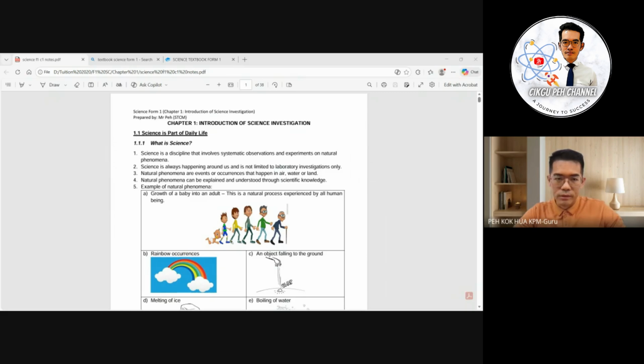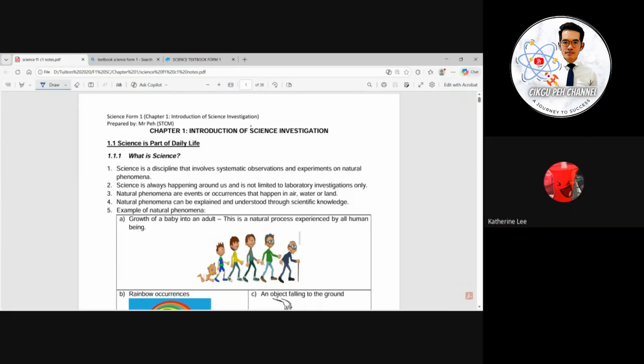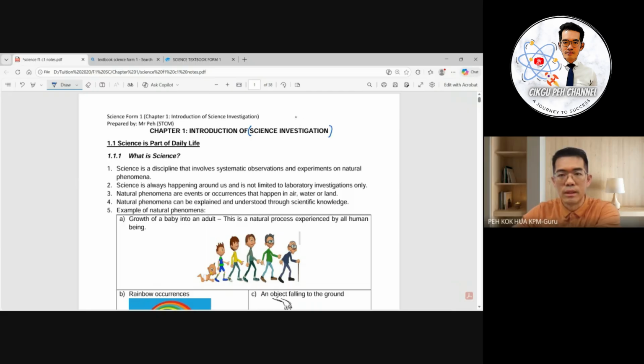Okay, we are at page number 1A1. You can see here: Introduction to Science Investigation. Introduction means 介绍, science investigation means 科学研究, investigation is research.